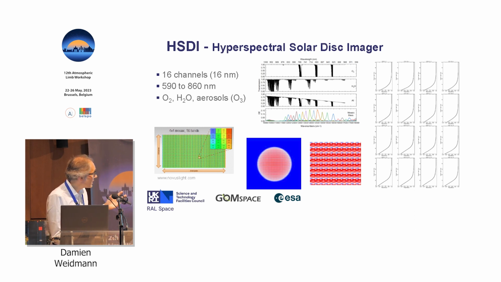And once we get the data, we are reconstructing a transmittance profile of each of the filter channels. So we'll have 16 transmittance profiles, which constitute the L1 data for this instrument.